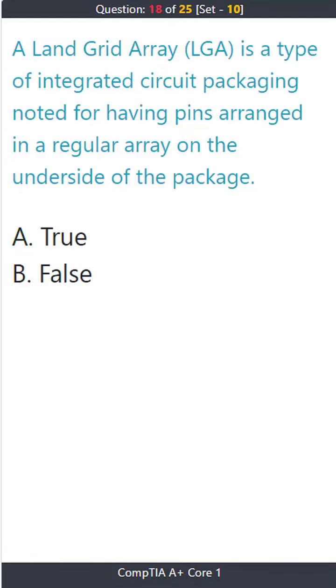Question 18. A land grid array, LGA, is a type of integrated circuit packaging noted for having pins arranged in a regular array on the underside of the package. A. True. B. False.